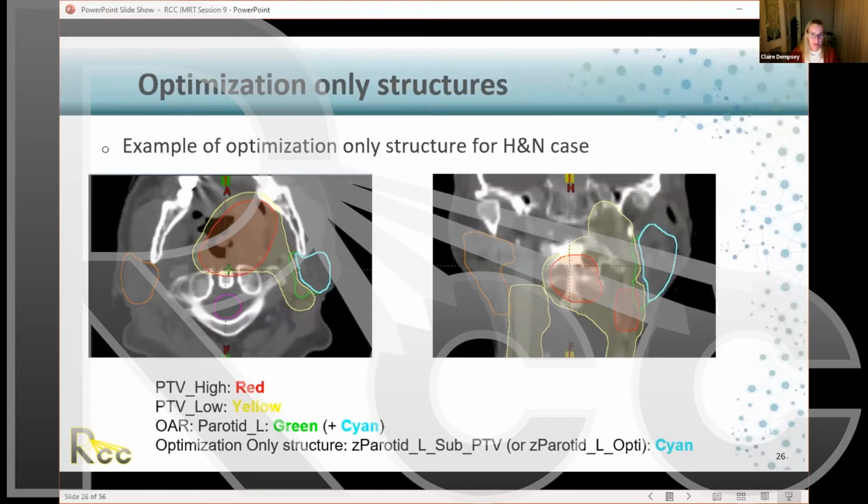The radiation oncologist in contouring this has decided that actually this part of the parotid forms part of our PTV. So it needs to get more dose than this other part of the parotid structure. So we now create a structure that exists just outside of our PTV, and we'll use that in our optimization.